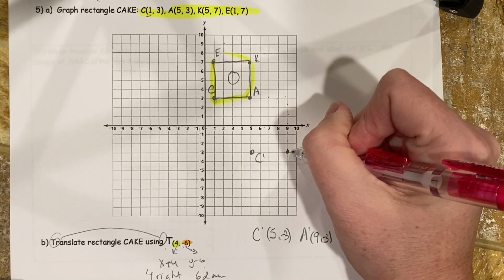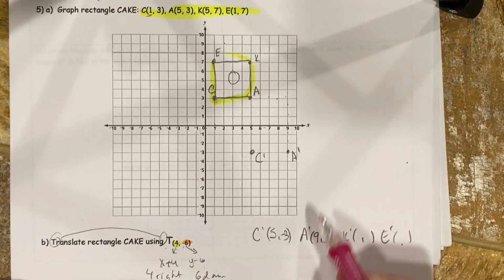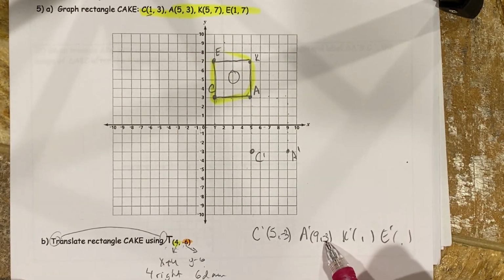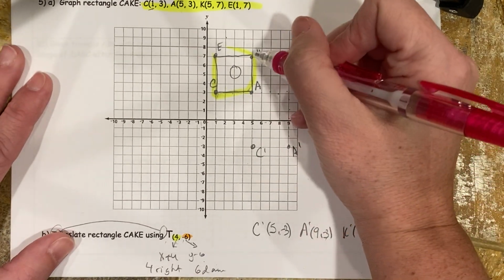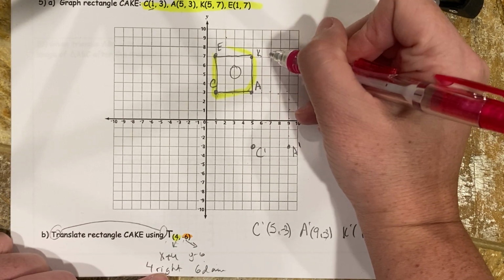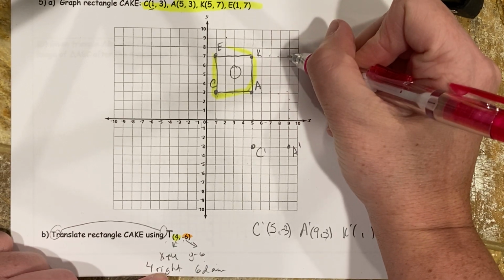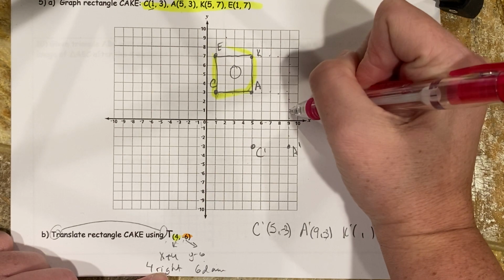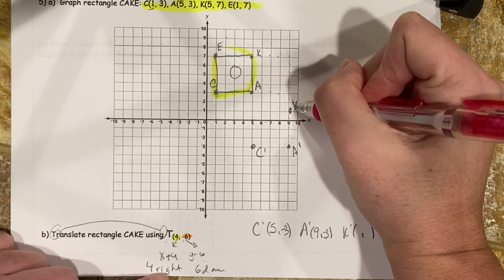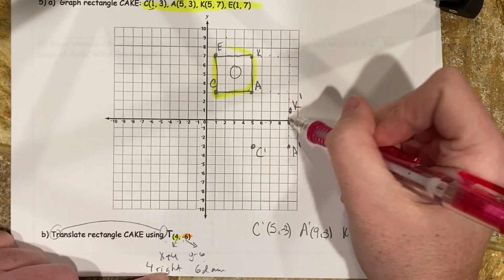And that would be A prime. And that's 9, -3, which is what we have right there. All right, I'm going to move the rest of them using the words. So 4 to the right, 6 down. That's K prime, and that's 9 and 1.